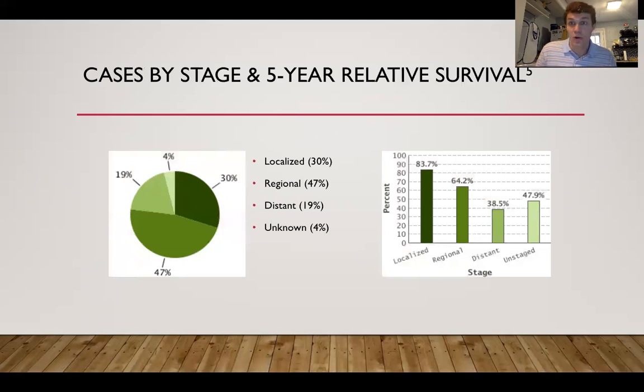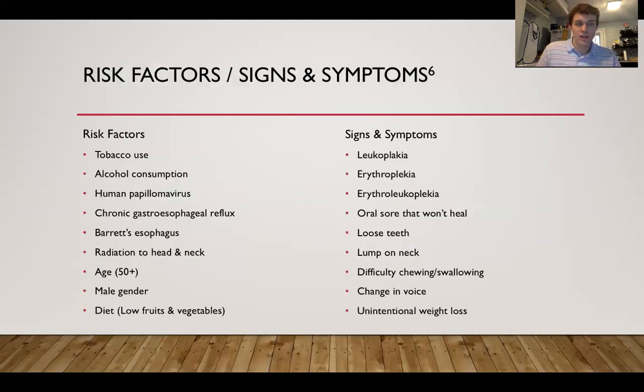If the cancer is localized when you're diagnosed, you're going to have a higher chance of survival, versus if it's metastasized, your chance of survival drops off pretty drastically. There's almost a 15% drop off when you look at 5-year survival when diagnosed when the cancer is localized versus distant. So moving on to some risk factors and signs and symptoms.